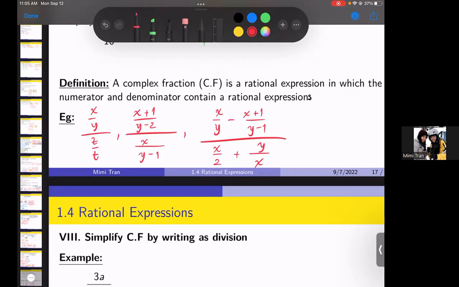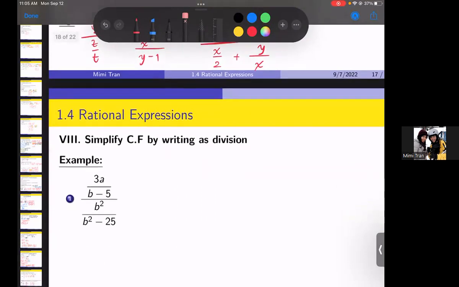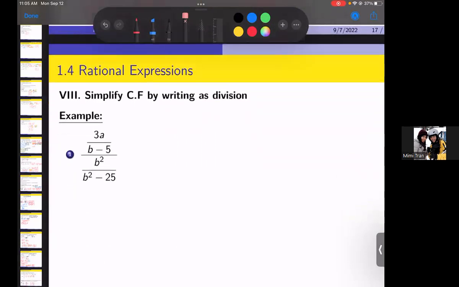So we can have two cases. The easy case is D2, and the harder one will be this one. For this one, I'll show you two ways of simplifying it, and it's up to you which way you want to pick on the exam. All right, so let's do the easy one first.